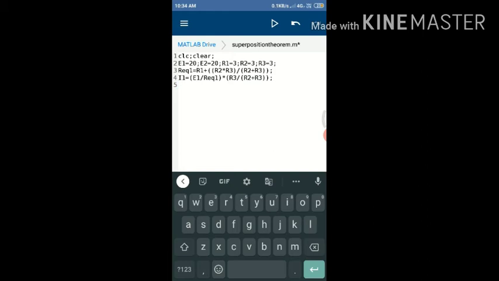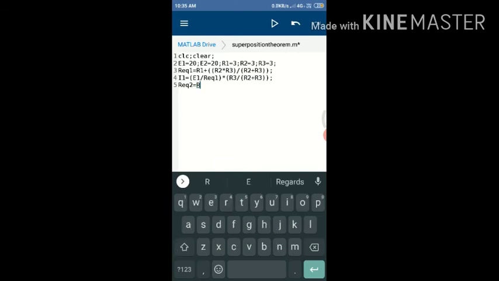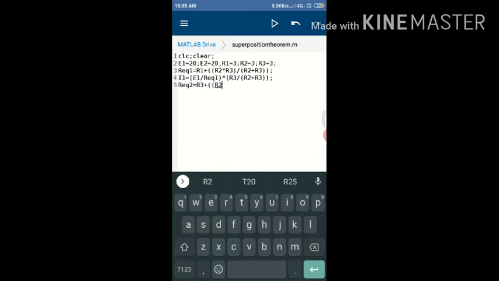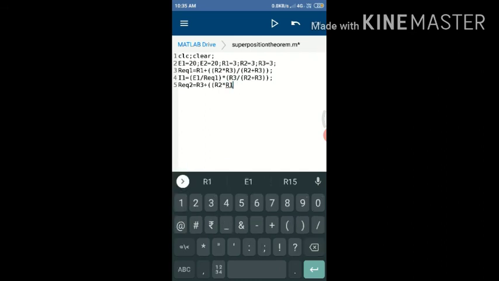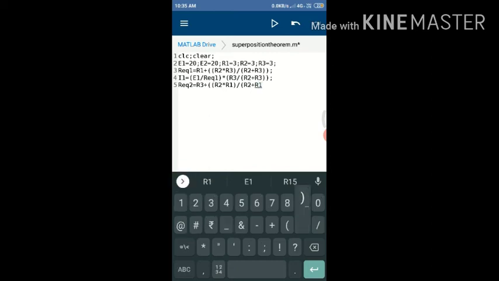And now R equivalent 2 is equal to R3 plus bracket open R2 star R1 and again close the bracket and give divided by bracket open R2 plus R1 bracket close and give the semicolon.